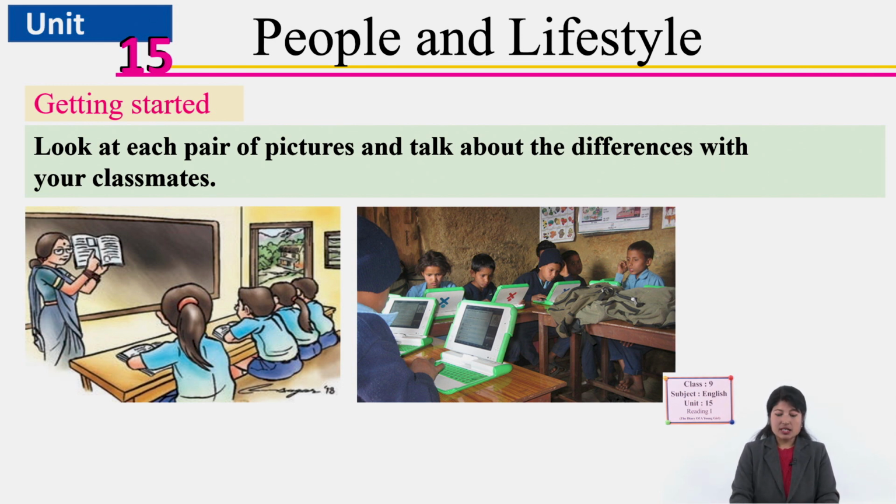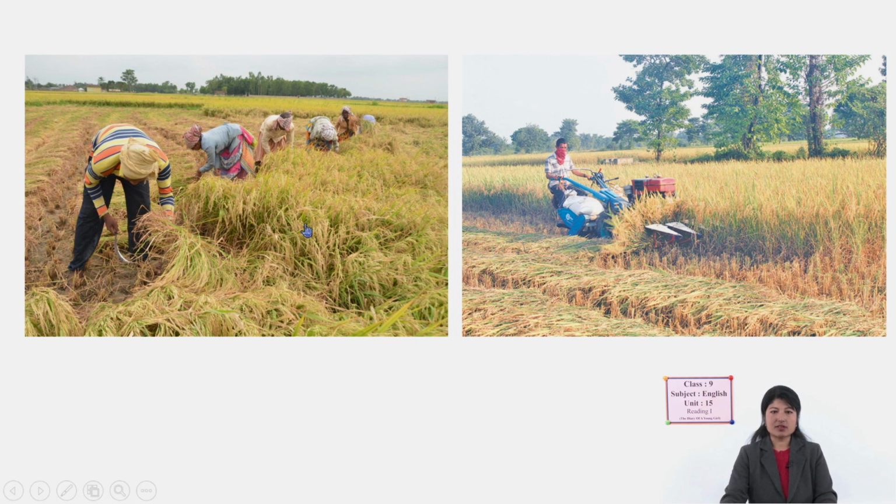Now let's move to another picture. We have another two pictures. What is given in the first picture? Now let's talk. We can see many people working. Where are they working? In the field. What are they doing? They are harvesting paddy, right? They are using sickles to cut paddy plants themselves. Manually they are doing it themselves, cutting themselves.